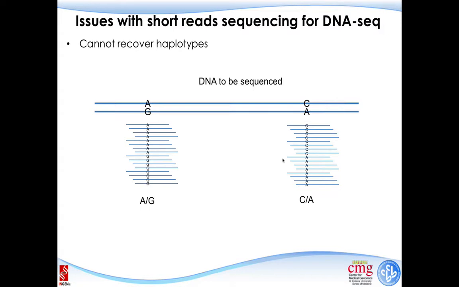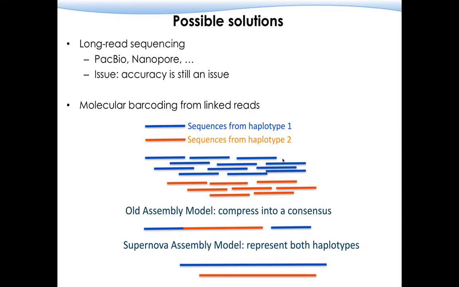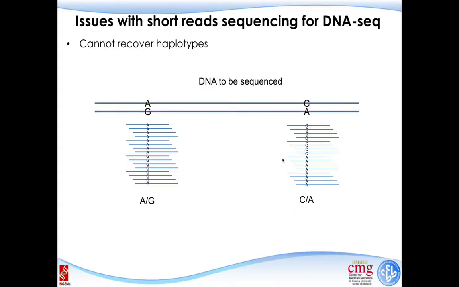But we will never know that A and C should pair together, that they are on the same allele, and that G and TA are on the same allele. We will never know this. That makes sense? But sometimes this information is important. Those are called haplotypes. And if we use short read sequencing, we will not be able to recover this haplotype.